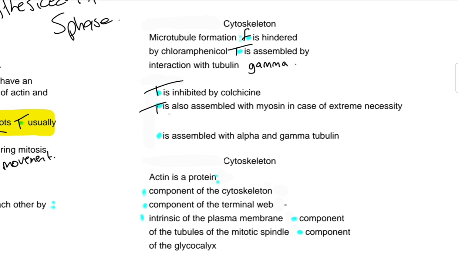We said, why am I writing true on the wrong things? Okay, and wrong. Is assembled with alpha and gamma tubulin, wrong. We just said gamma tubulin. And colchicine usually inhibits the microtubule formation, makes it hard on the microtubules to form.